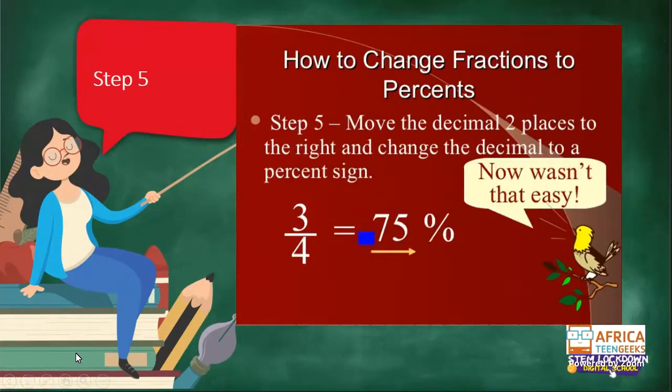Okay? So move the decimal 2 places to the right and change the decimal to a percentage sign. After you have converted everything and you have your 0.75, what you do is you write your answer as a percentage, which is now 3 over 4 equals 75%.